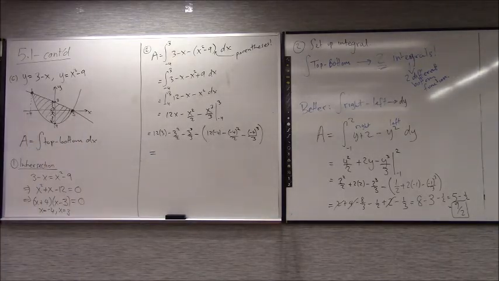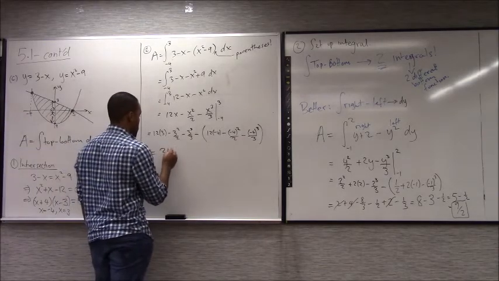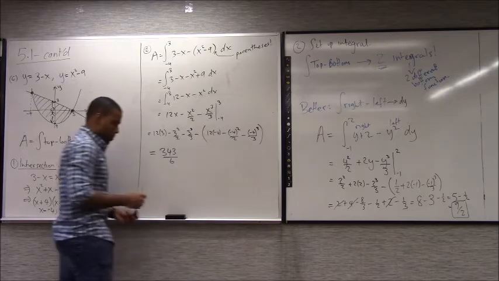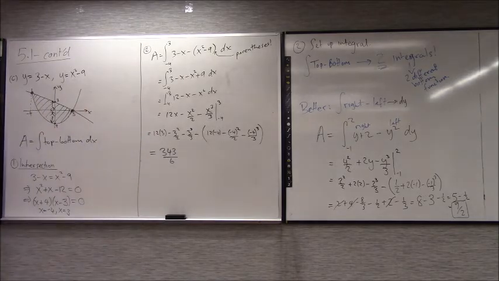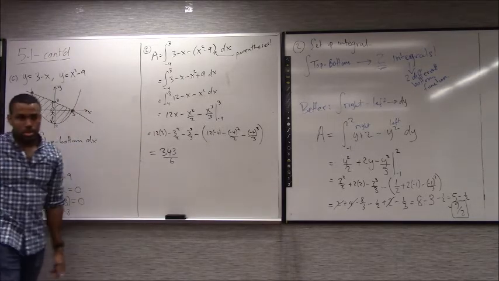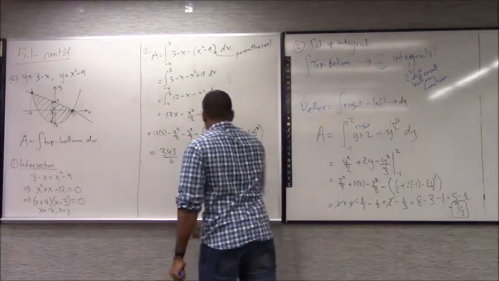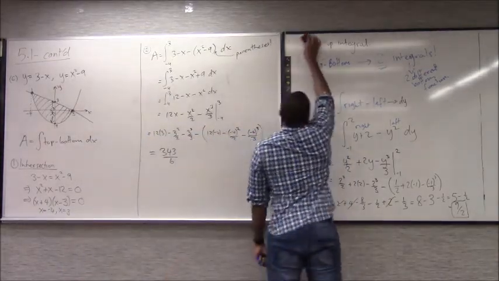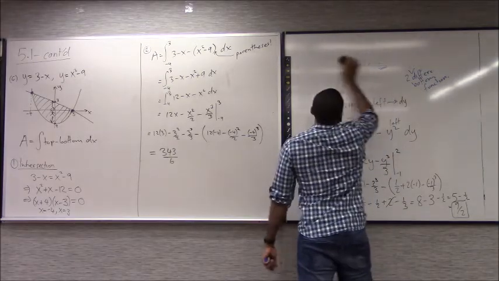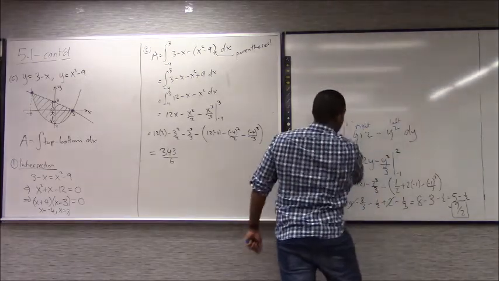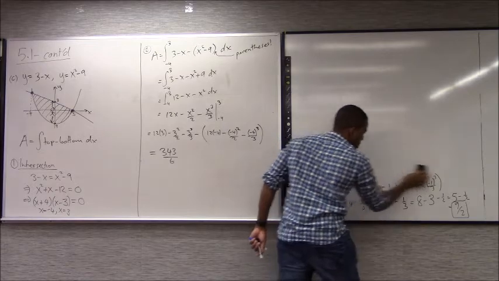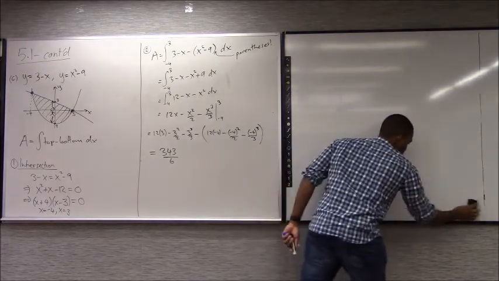And let's not waste time on the arithmetic. I calculated this before. That was 343 over 6. At this point, you'll be able to just use your calculator. If you like doing that in your head, that's fine. But the idea is much more important.